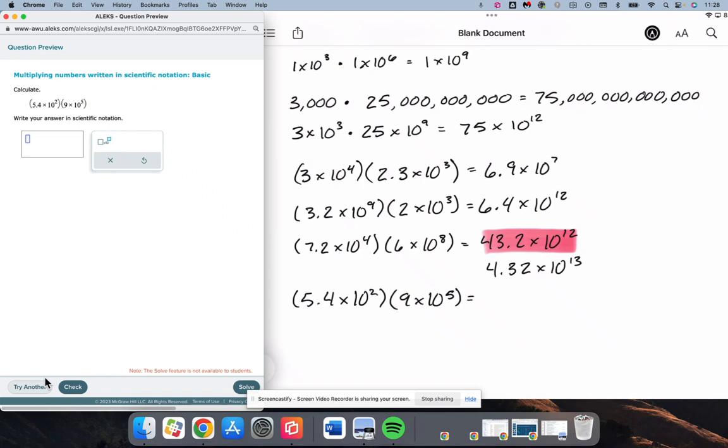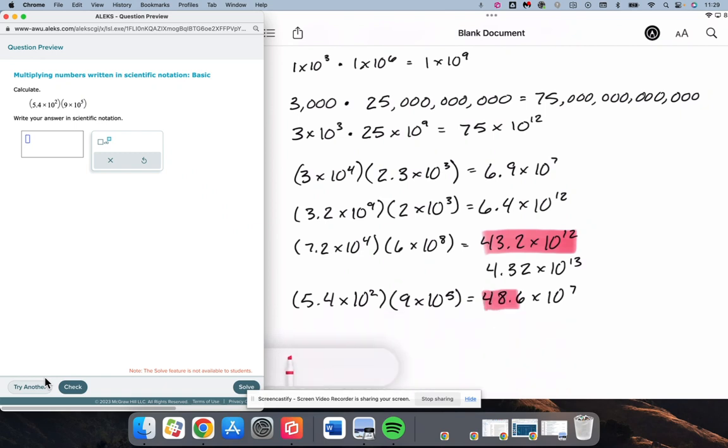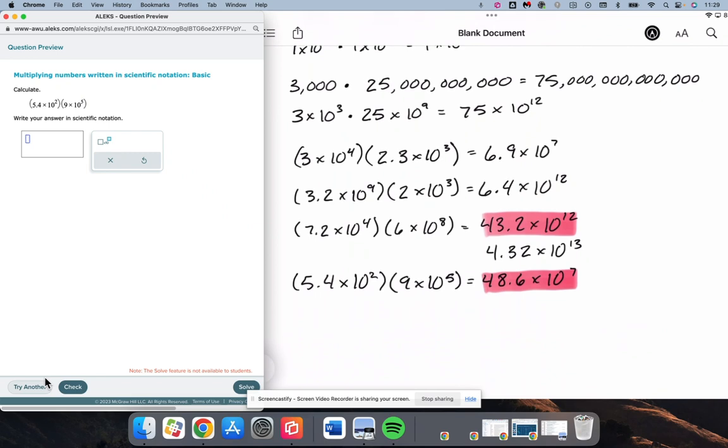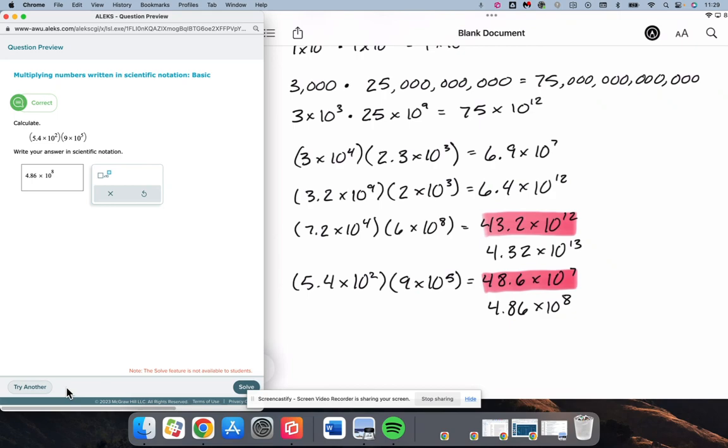So 5.4 times 9 is 48.6. We add the exponents on the 10, so 2 and 5 is going to make 7. And again, this number is not correctly written in scientific notation because we have more than one number in front of the decimal. So we do need to scoot the decimal one place to the left, which is going to make that 4.86 times 10. We need one more decimal place, so 10 to the 8th. So 4.86 times 10 to the 8th. Okay, that's it for this section.